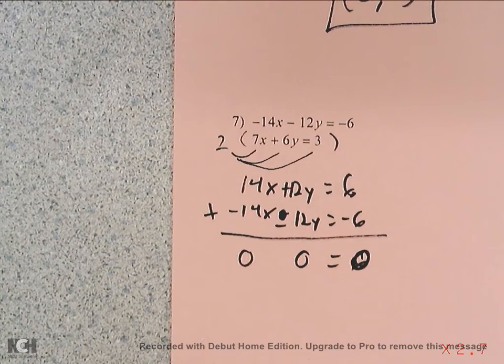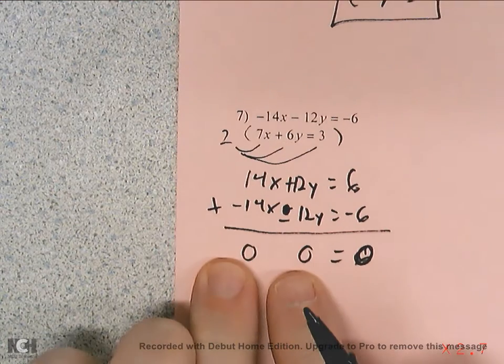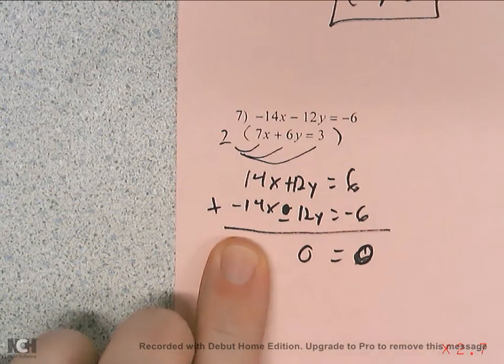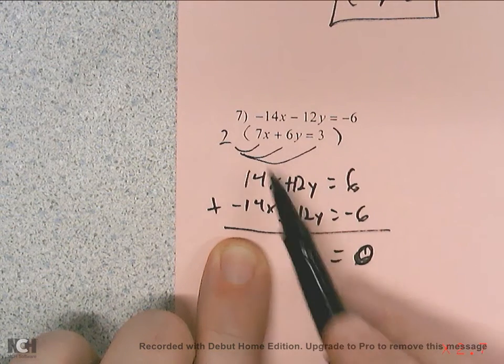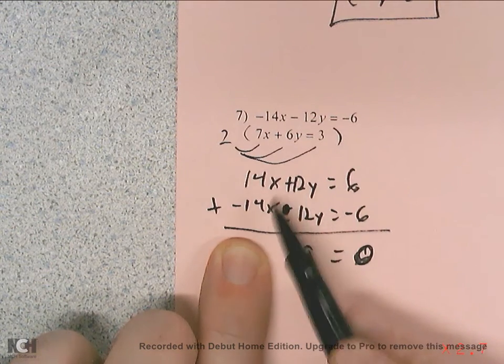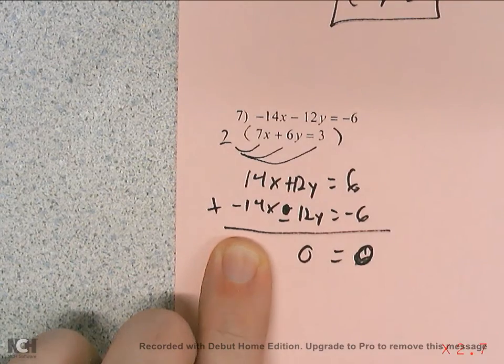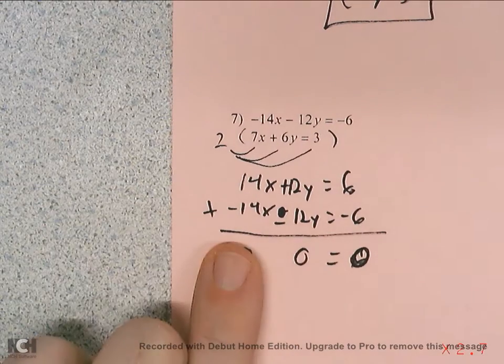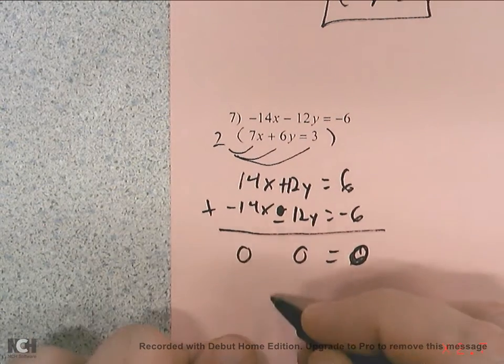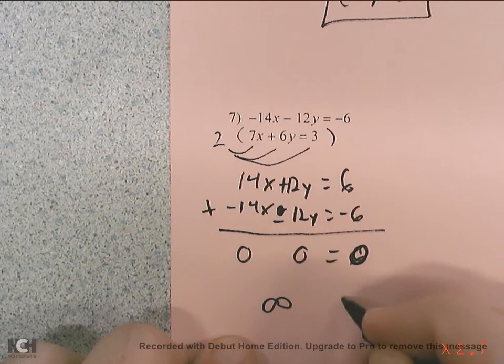Now, whenever both my variables cancel out, it's going to tell me it's one of two possible answers. If both my variables are gone, I look at what's left. If I have a true statement, that means no matter what I plug into these variables, it's always going to cancel out, and I'm going to be left with something true. That means everything would work. So that means that no matter what, this would be a true solution. So this is what we call infinite solutions.